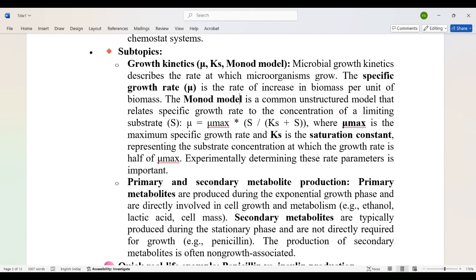Limiting substrate, if any one of you don't know, is a substrate upon which the reaction will decide whether to proceed further or not. Why so? For example, if a process is running on three substrates, substrate X, substrate Y, and substrate Z, and substrate X is say 30 grams, Y is 40 grams, and Z is 50 grams in my initial reaction mixture.